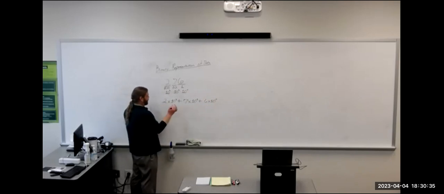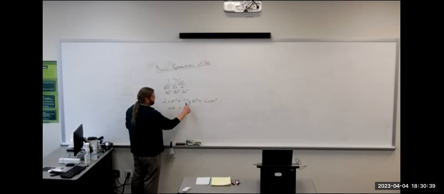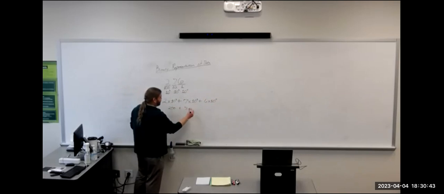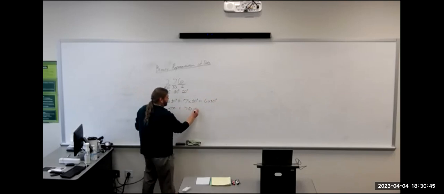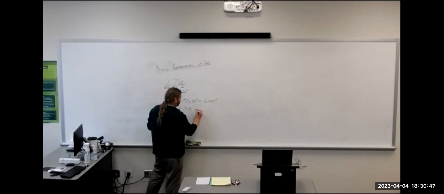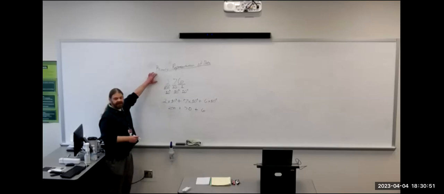So 2 times 100 gives us 200. Plus 7 times 10 gives us 70. And 6 times 1 gives us 6. And that's where we get the meaning of that.